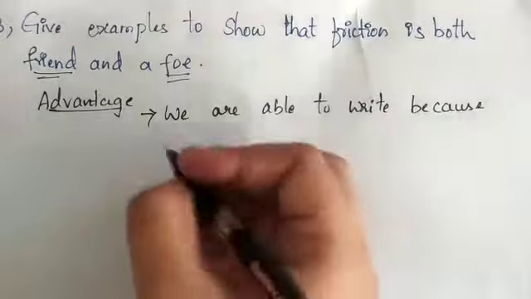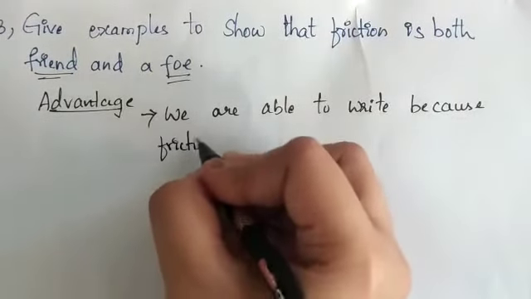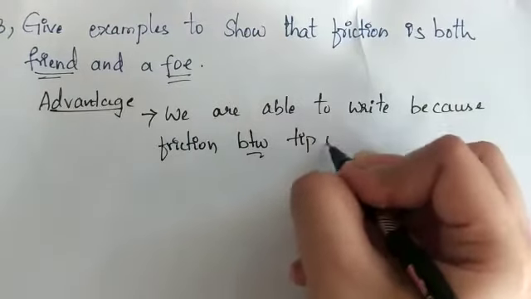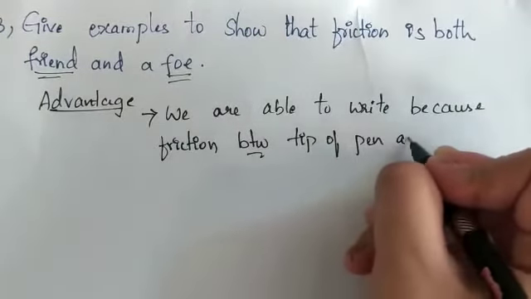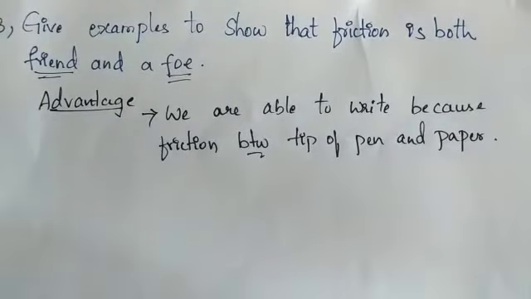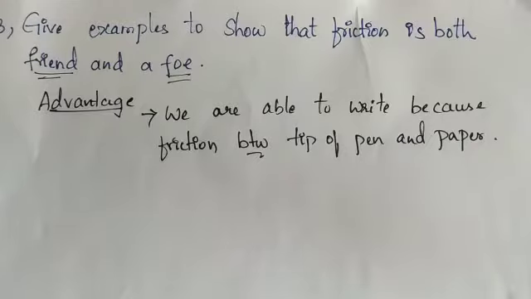We are able to write because there is friction between the tip of the pen and the paper. Between paper and pen there is friction, due to which we are able to write. This is the major advantage of friction. You can give many examples. We are able to walk because there is friction between our foot and the ground. So that is one advantage.